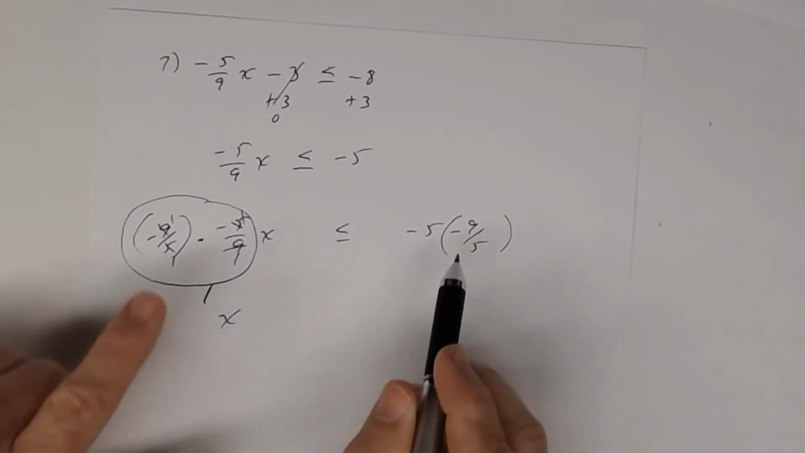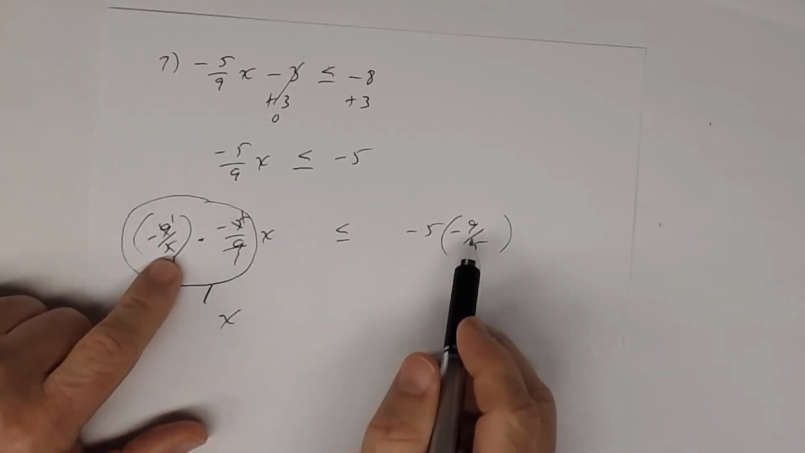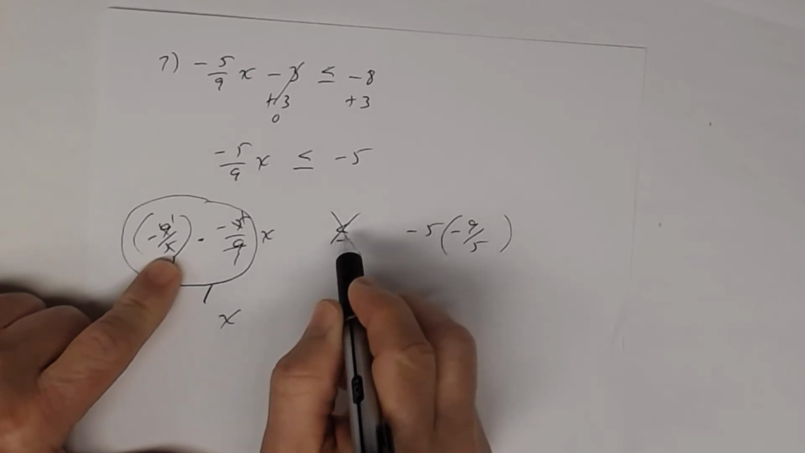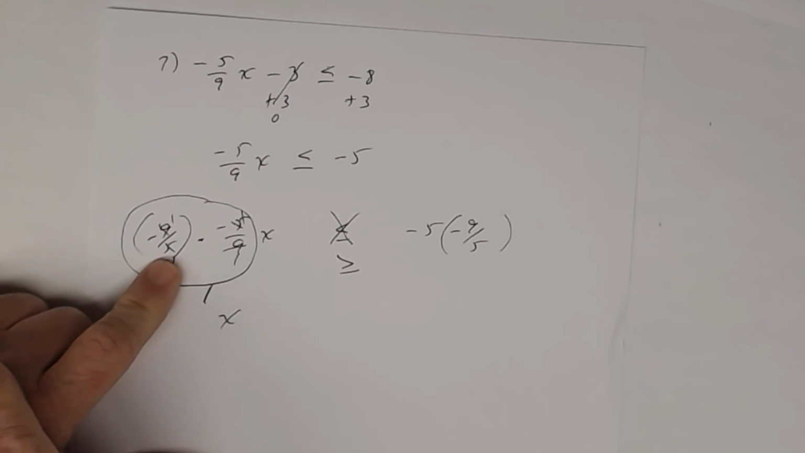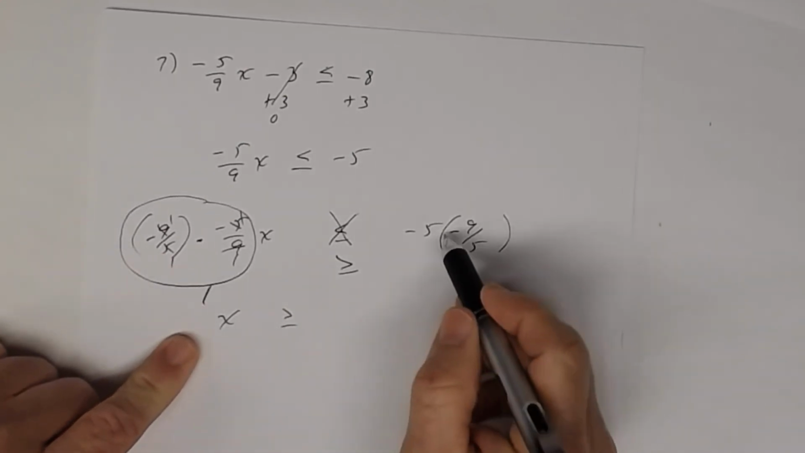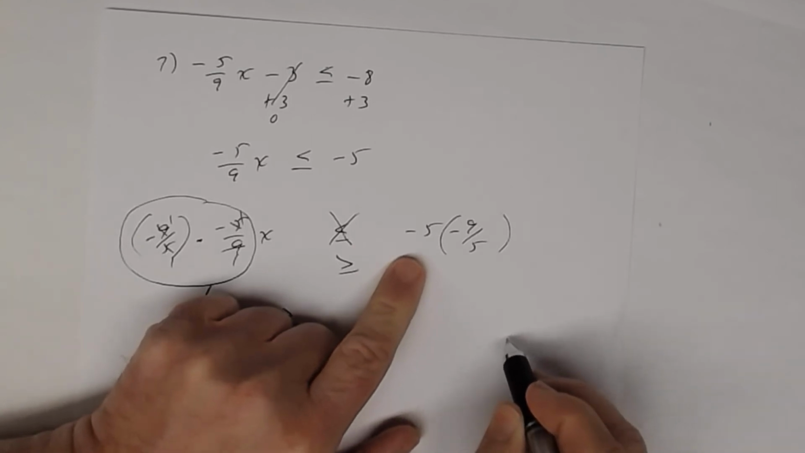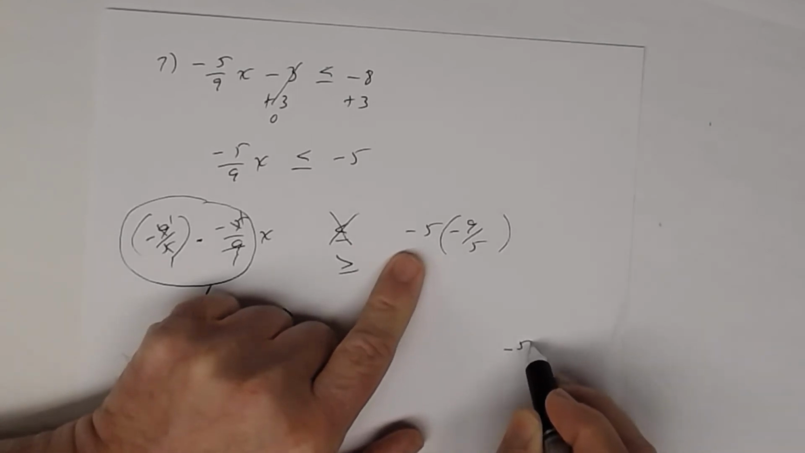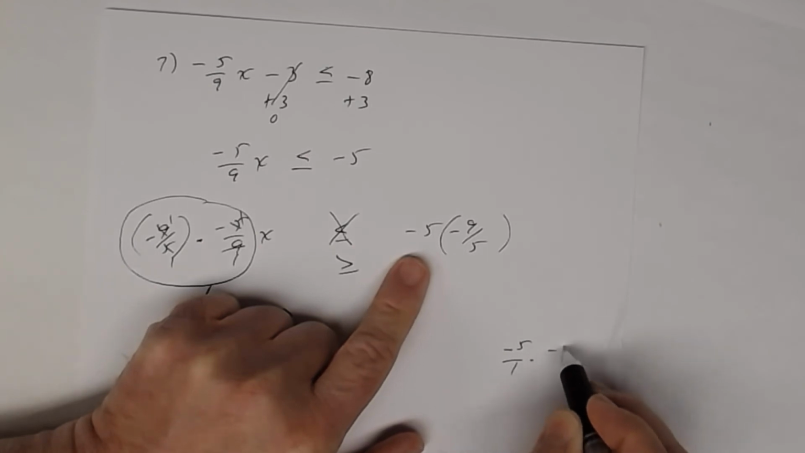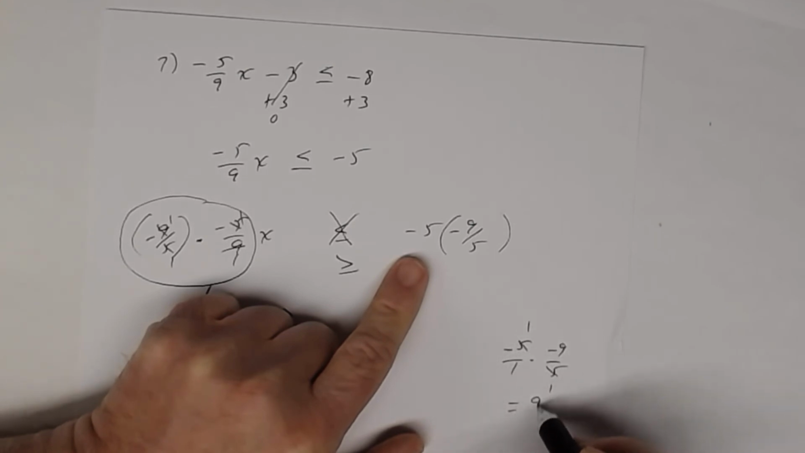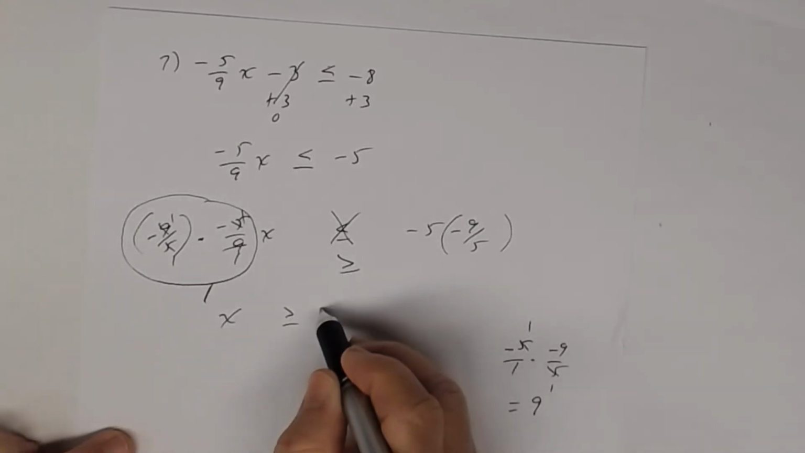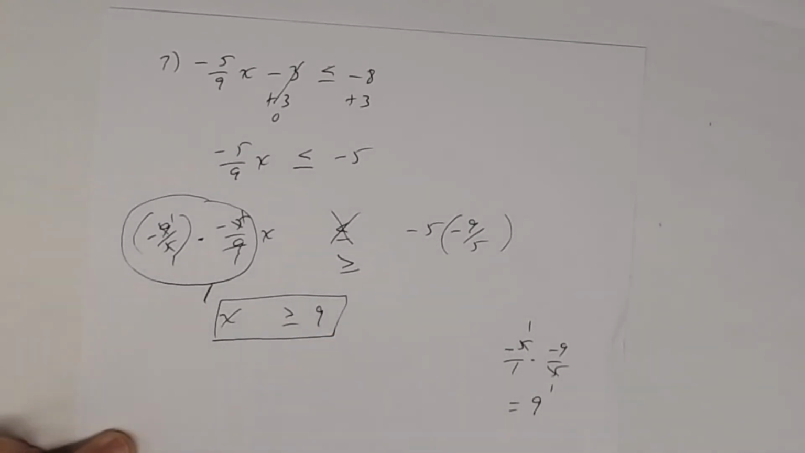But remember, I multiply both sides by a negative number, right? So I got to cross this out because that's not a true statement. This less than or equal to has to be what? Greater than or equal to. All right, so x is going to be greater than or equal to. And then let's go off to the side and figure out what this is. Notice that negative 5, I can write as negative 5 divided by 1 times a negative 9/5. The 5s divide out, right? And negative 1 times a negative 9 is a positive 9. And so x is greater than or equal to 9. That's your solution.